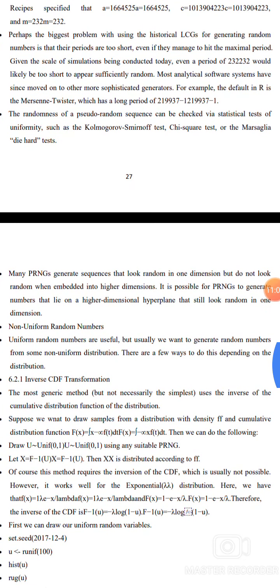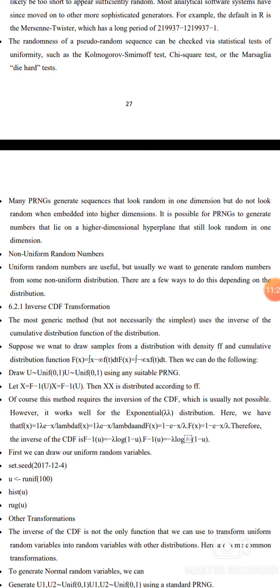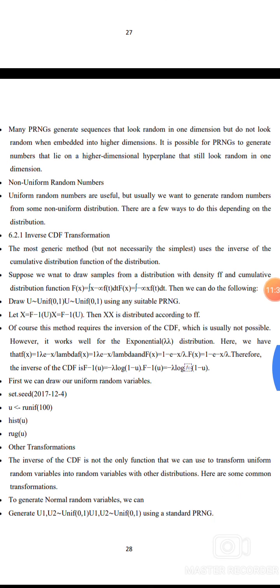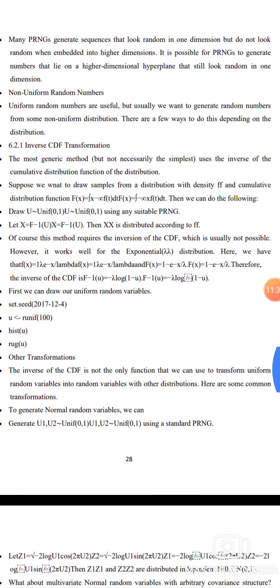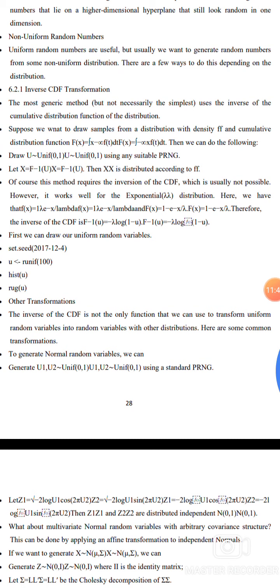Perhaps the biggest problem with the historical LCG is that the periods are too short. If they manage it, the maximal period gives the scale of the simulations conducted today. The randomness of the pseudo-random sequences is checked with statistical tests of uniformity such as the chi-square test. Many PRNGs generate sequences that look random in one dimension but not when embedded into higher dimensions.